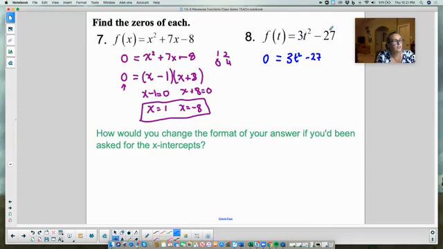Look, you've got a GCF. Both those numbers are divisible by 3. So 3 is a factor. Don't just throw it away. Factor it out. 3 times t squared minus 9.